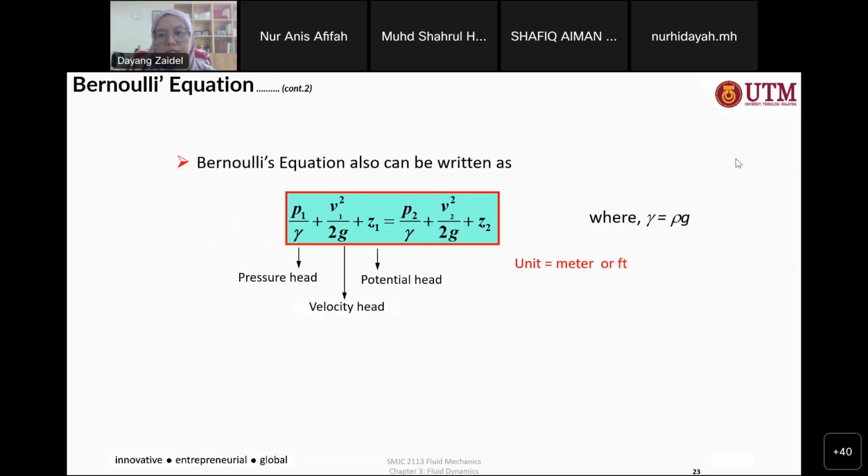You can see the difference later. After this, there are three terms, I think. This one is using potential head, pressure head, and velocity head. You can see the unit is meter.